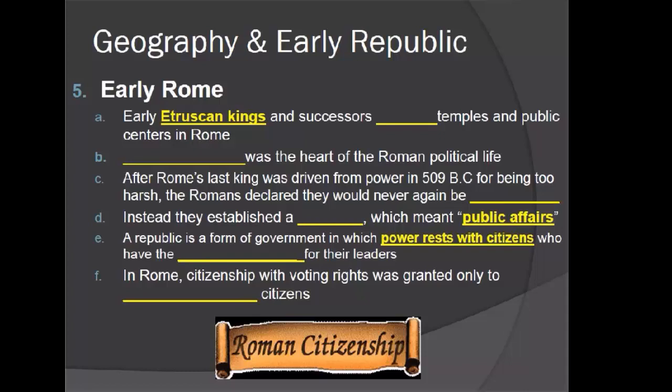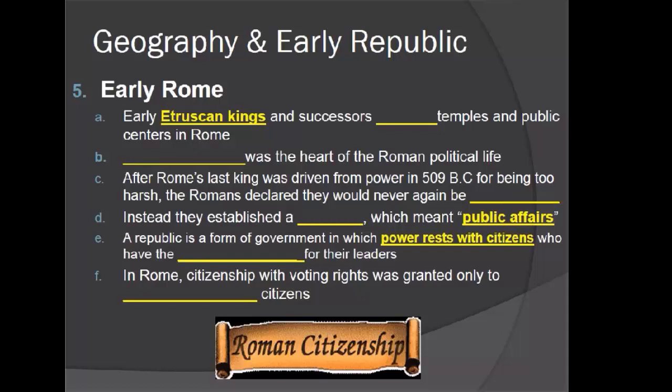After Rome's last king was driven from power in 509 BC for being too harsh, the Romans declared they would never again be ruled by a king. They realized that having a king was hard for them. They did not like having one person having all power. So instead, they established a republic, which meant public affairs. A republic is a form of government in which power rests with the citizens who have the right to vote for their leaders. However, not everybody had the right to vote.